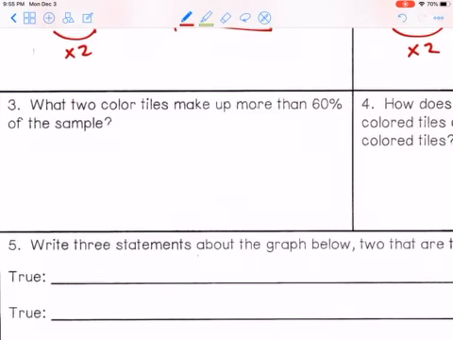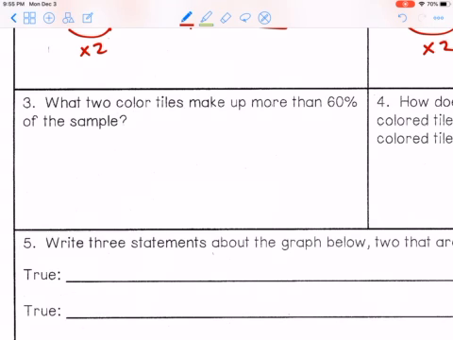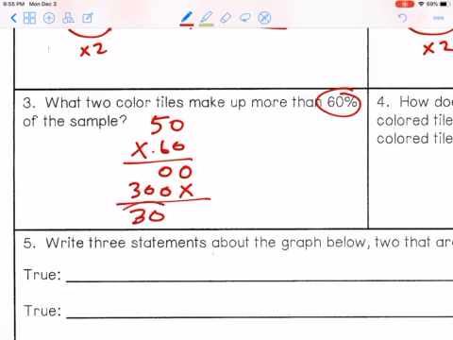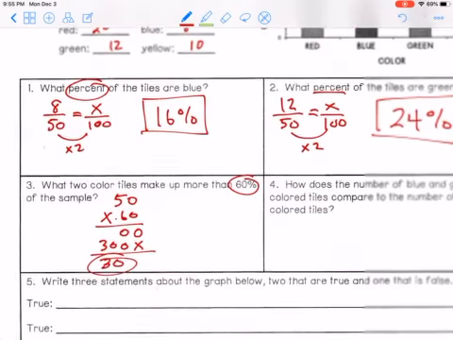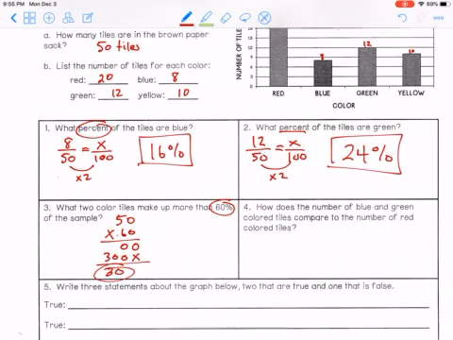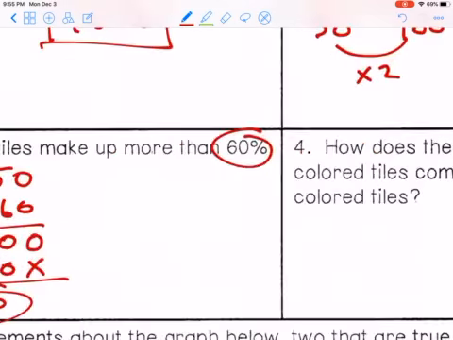Number 3. What colored tiles make up more than 60% of the sample? Well, more than 60% of the sample. So if I take 50 times 0.60, because that's 60%, that's 30. So we're looking for more than 30. Which one is more than 30? So red and yellow, red and green would give us more than 30. So red plus green.